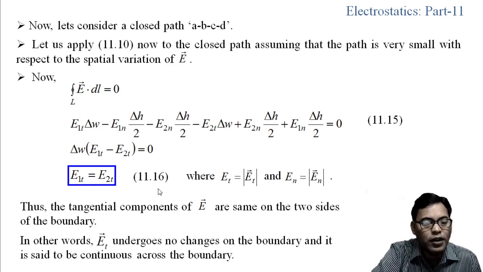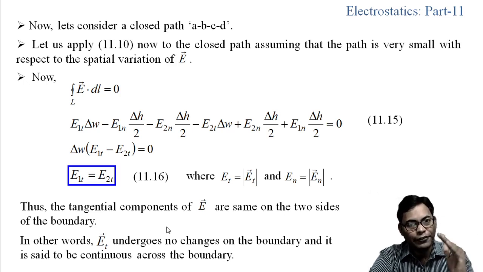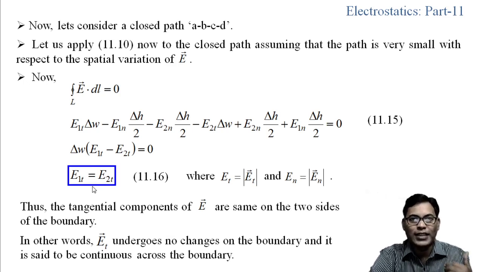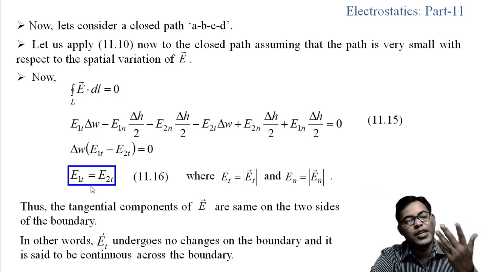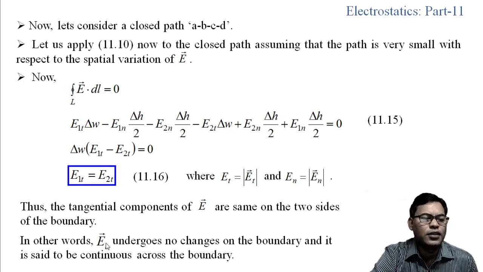From this expression, we can understand that the tangential component of E is the same on the two sides of the boundary. So if we get the information about the tangential component of the electrostatic field in medium 2, we are going to use that value in medium 1 also, because from this boundary condition we can say the tangential component of the electrostatic field will be the same in medium 1 and medium 2. So one condition we got. In other words, Et undergoes no change on the boundary and it is said to be continuous across the boundary.